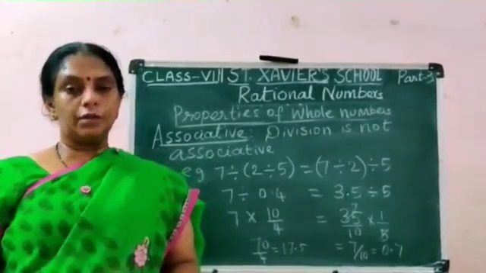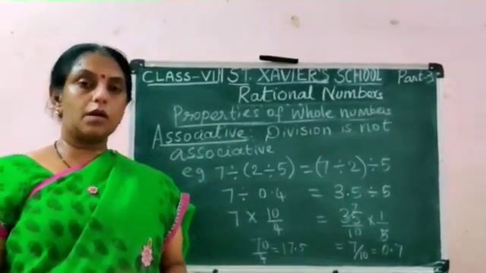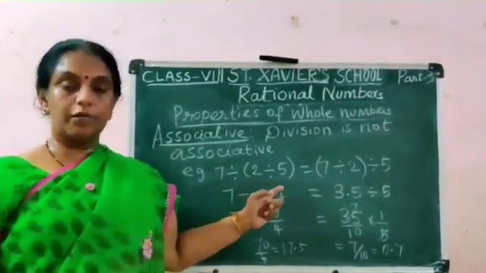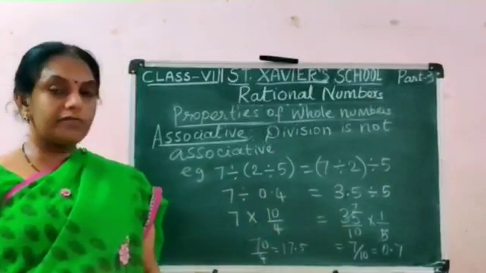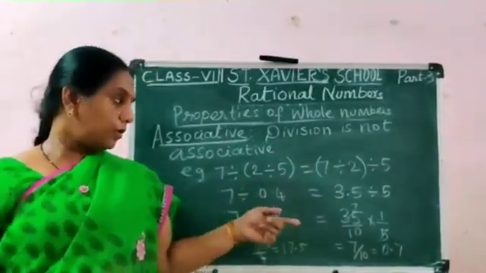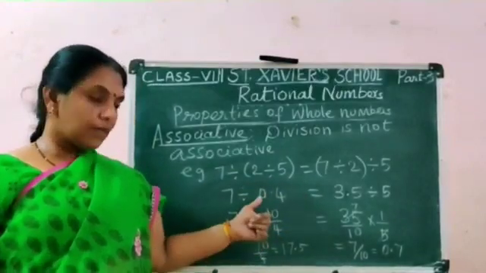Now, division in the whole numbers. Division is not associative in whole numbers. Example: (7 divided by 2) divided by 5 compared with 7 divided by (2 divided by 5). So 7 divided by 2 divided by 5 will become 0.7. So it will be 7 into reciprocal of it.